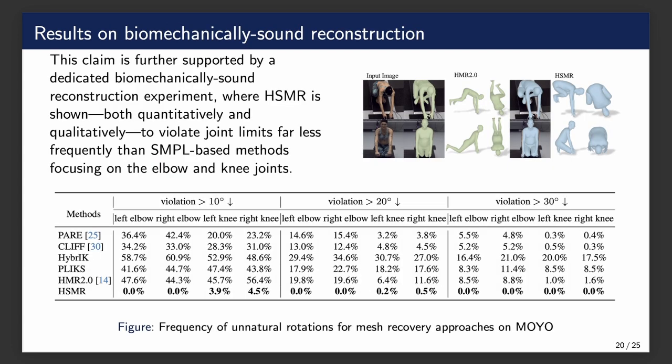In this experiment, they specifically look at the elbow and knee joints and report how frequently each model violates these joints' rotation limits for 10, 20 and 30 degrees thresholds. It turns out that the other models generate unnatural joint rotations quite frequently, in contrast to the HSMR model that has a frequency of joint violation that is very low, even on the most stringent threshold.